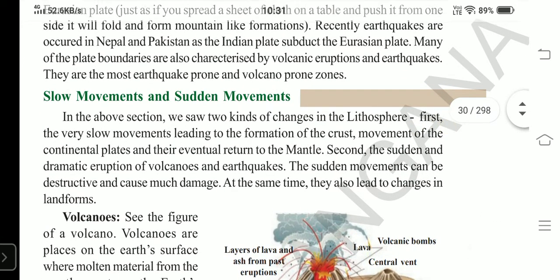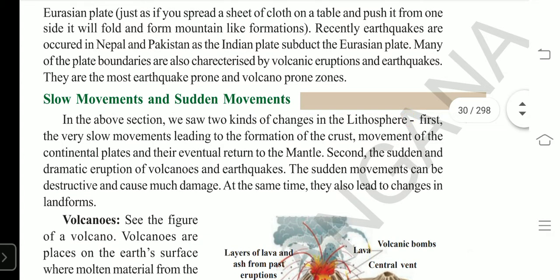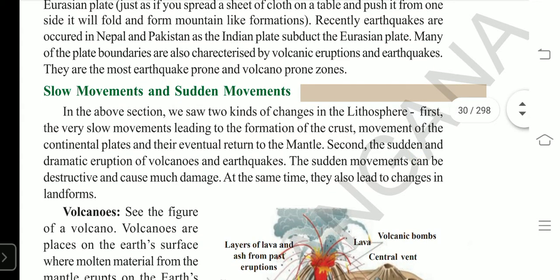So this happens at every plate boundary. Many of the plate boundaries also lead to volcanic eruptions and earthquakes. Wherever the plates meet, there we find many earthquakes and the highest geologic activity. There we see many volcanoes going to form.